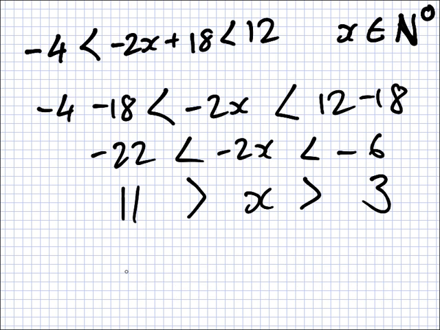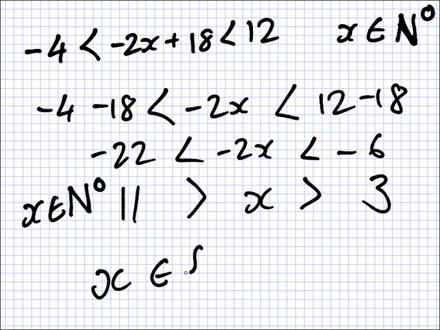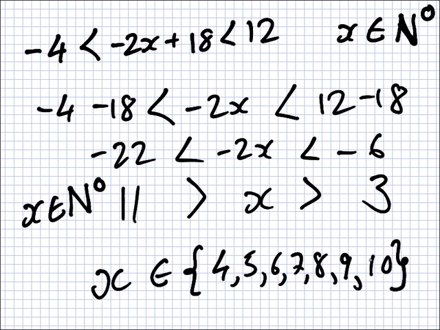So tell me, in set notation now, remembering that x is a natural number, what are the values x can be? So they're the natural numbers between 3 and 11. So what are they? 4, 5, 6, 7, 8, 9, 10. That's the answer. It's only the natural numbers between 3 and 11, not all the numbers between 3 and 11. We'll do another example. So be careful with that, otherwise you would have lost the mark.